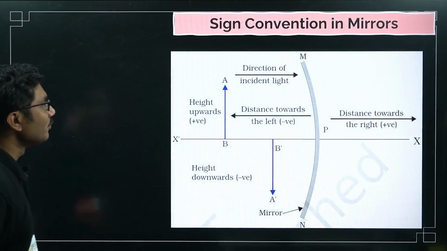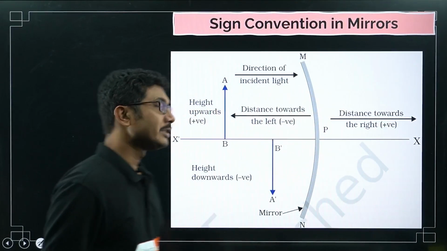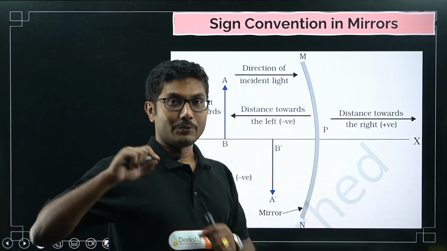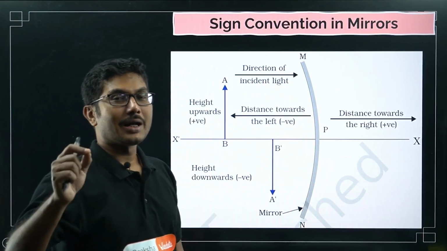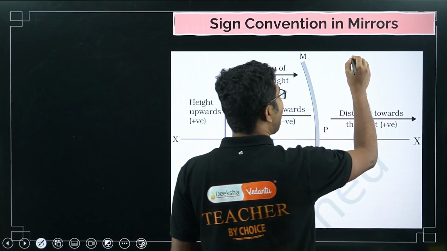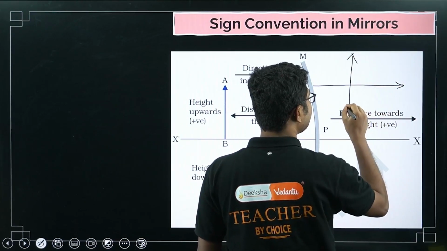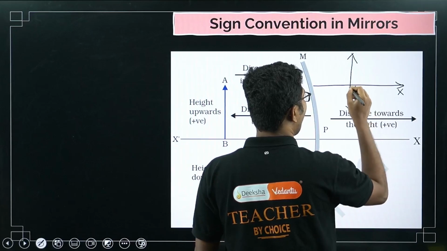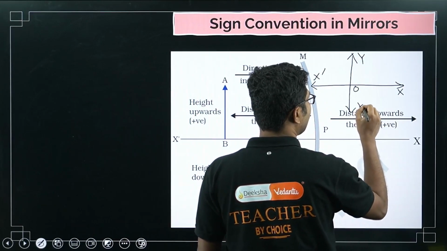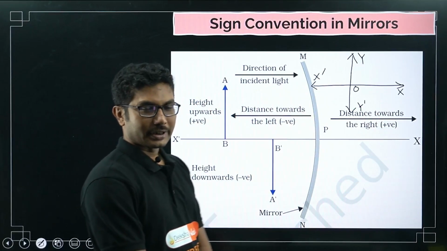Okay, now let's move on to the sign convention of mirror. Very important sign convention. Many students struggle in sign convention, so I am going to explain it with a simple thing. If you are familiar with your coordinate system, that is, we have two axes, y axis and x axis, right? This is our coordinate system, x, o, x dash, y, o, y dash, right? So this is our coordinate system, right, for which we used to draw the graphs.